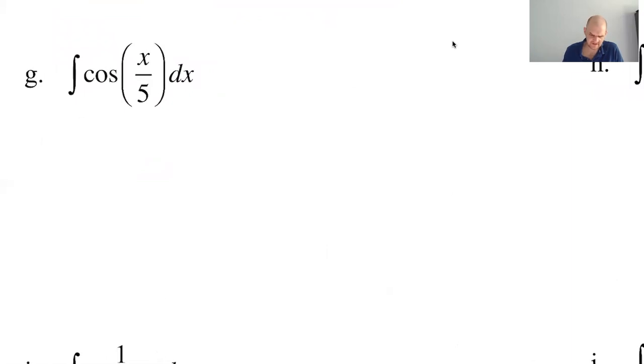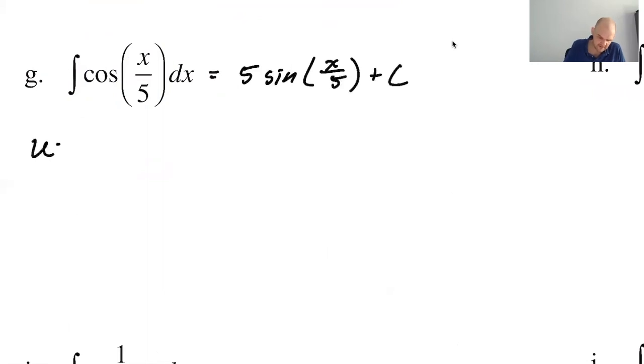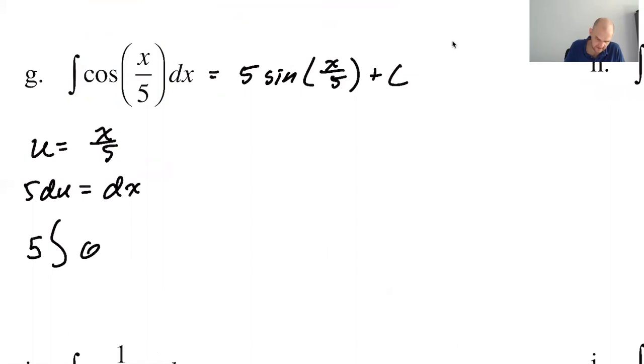So here, this should be u, so there should be a 1/5, which means there should be a 5, and then the derivative of sine is cosine. So we're going to get this. So let's do that. u is equal to x over 5, so 5 du is equal to dx. So we're doing the integral of 5 cosine of u du. And then that's going to take us up here.